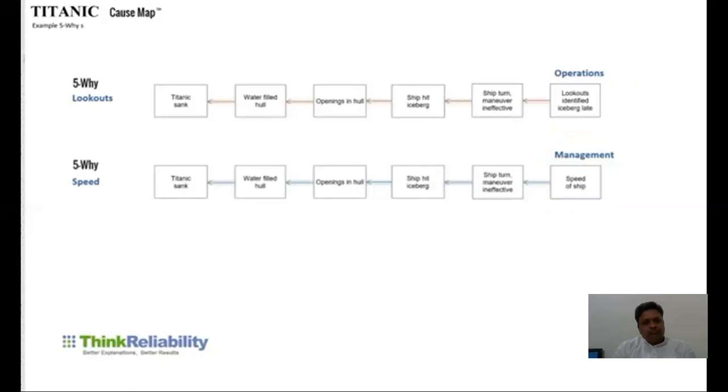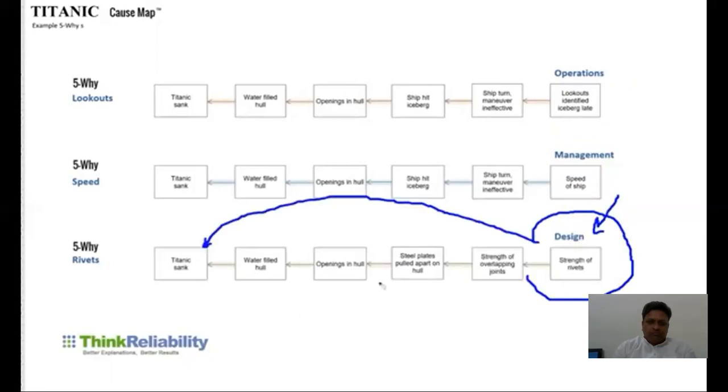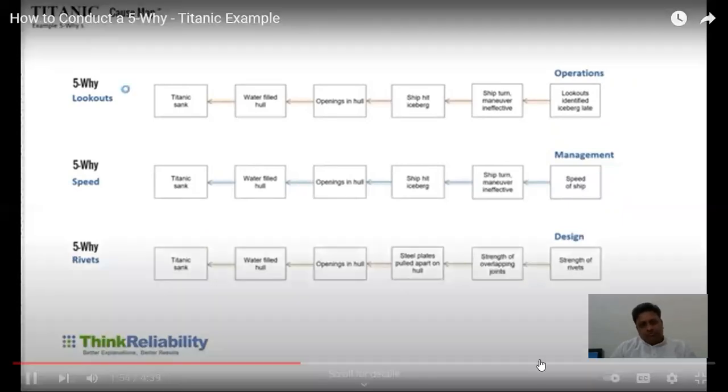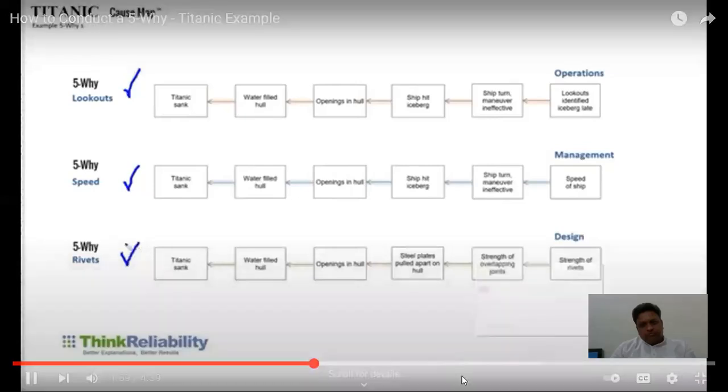So it's really a management systems issue. And someone else says, no, what happened is the plates pulled apart because of the strength of the joints, because of the rivets. These were grade 4 wrought iron rivets. And if you would have just changed the design of those rivets, you never would have had the Titanic sink because the plates wouldn't have pulled apart. So there are 3 different 5 whys laid out here. Each one of these 5 whys is accurate. It's not an issue of who's right and which 2 people are wrong. All of this information is accurate.